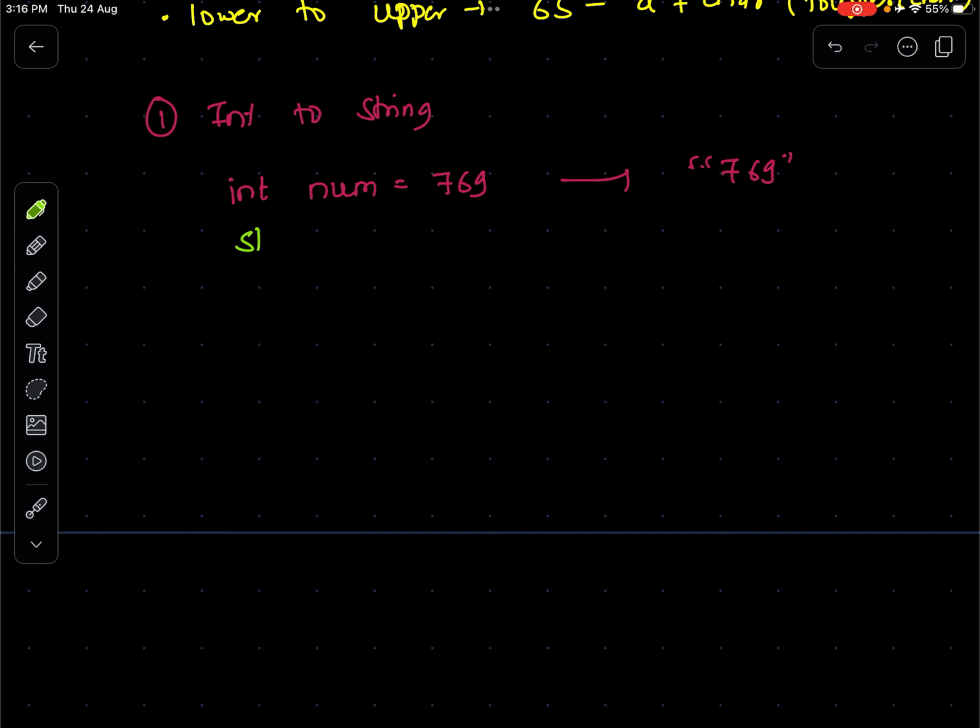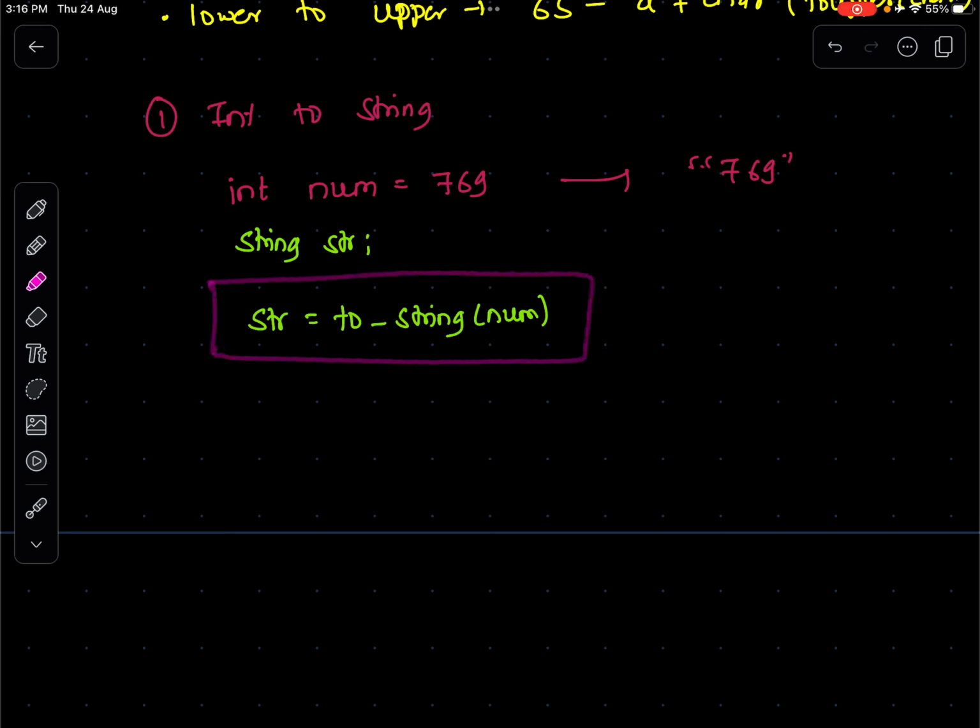So what I will do is I will simply declare the string so that I am able to store that value. So str is equal to to_string, and I will simply pass that num variable. So this is the way we use to convert integer to string. It would be better if you note it down because this is the most useful inbuilt function, right? So now string will be containing 7, 6 and 9. When you try to print the string str, it will give you output as 7, 6 and 9. I hope you understood this.